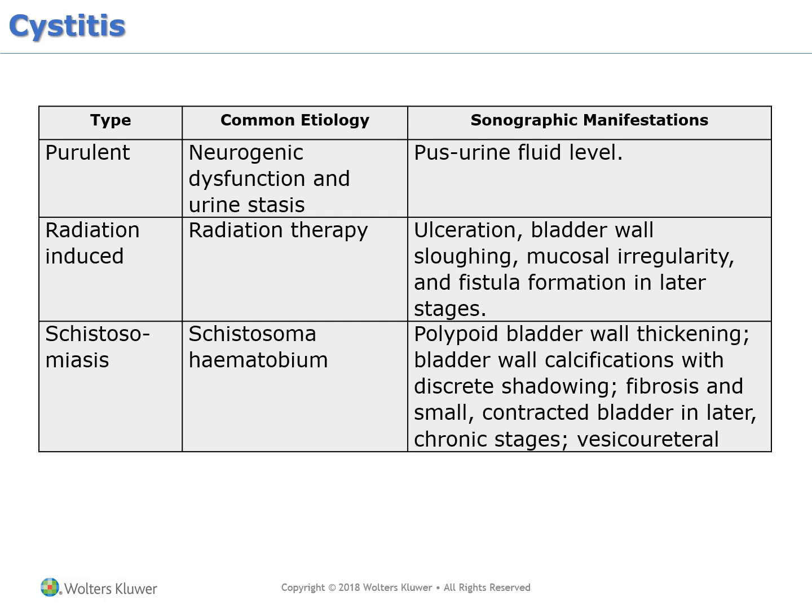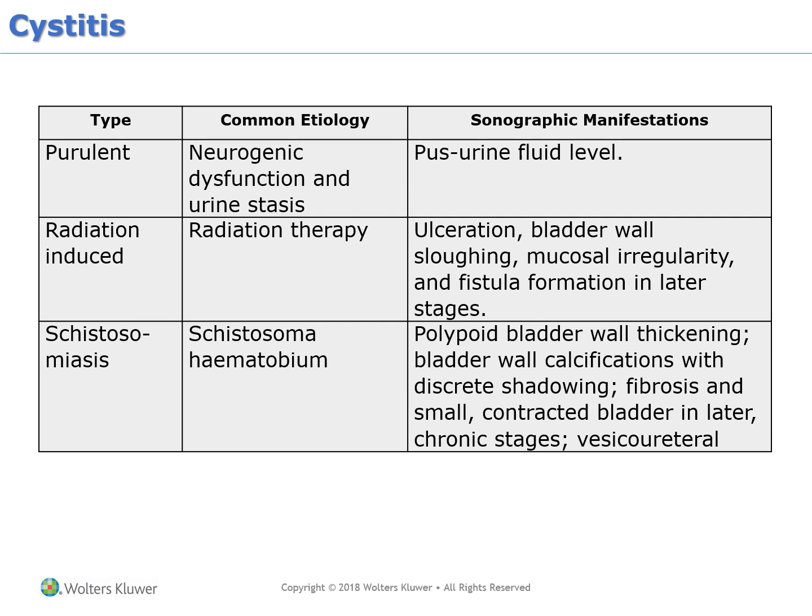Okay, and then purulent cystitis, this is where we're producing pus. This is typically because of neurogenic dysfunction and urine stasis. So a bladder that's not emptying is going to have stasis. That stasis is going to lead to infection. Over time, that infection can get so significant that the white blood cells are dying off and they're creating this purulent material, and that would produce a pus urine fluid level.